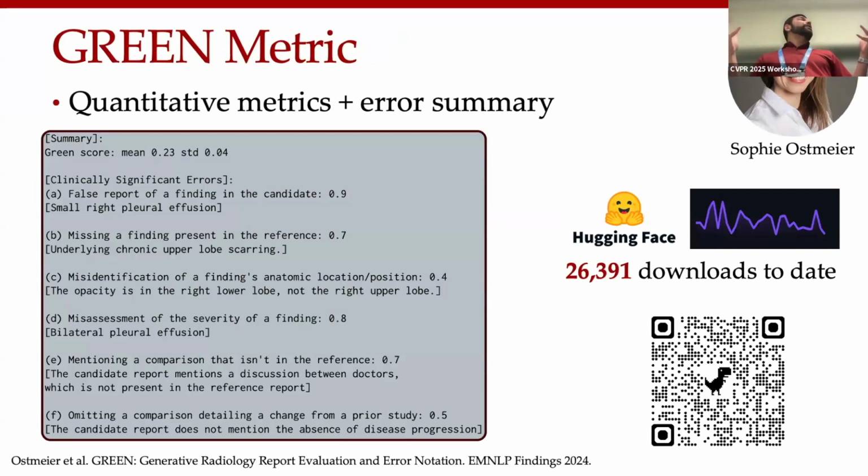Green is basically trained by distilling a frontier model for the specific task of evaluating the quality of radiology reports that are automatically generated by models. So not only does this provide you with a quantitative score, but it also gives you a qualitative understanding of where your model is making mistakes. What are the types of these mistakes? Are they clinically significant? Are they clinically insignificant?